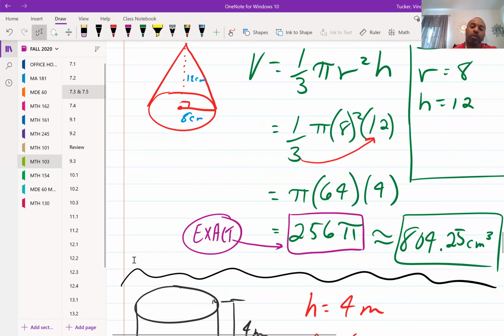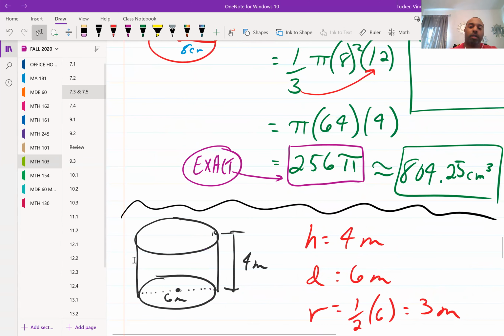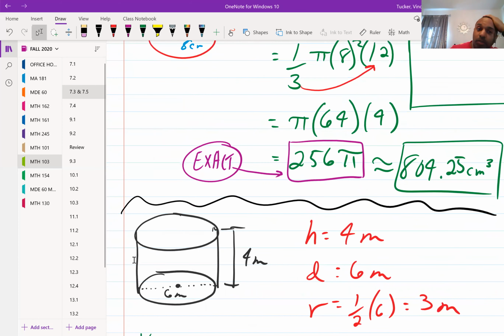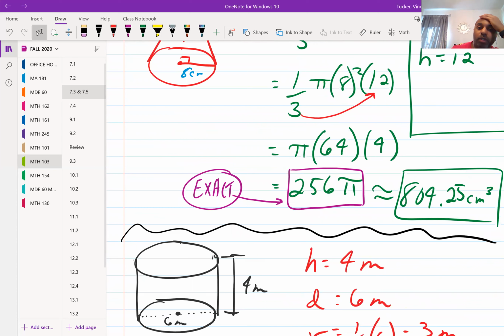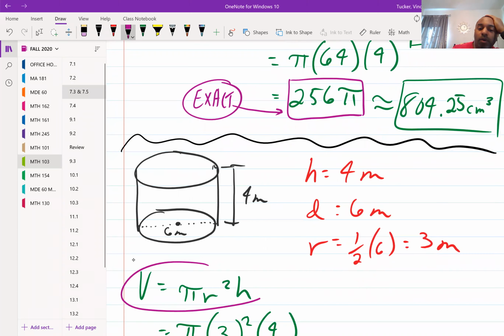All right, any questions? Very good with that. Next one we have is a cylinder. On the bottom, also take note of what we have on the bottom this time versus what we had last time. Last time we were dealing with the radius. This time the line goes from end to end on the circle, so that's actually the diameter. So they give us the diameter as 6 meters. Our height is 4 meters. To calculate the volume of a cylinder, it is pi r squared h.